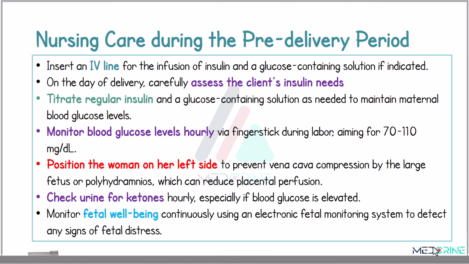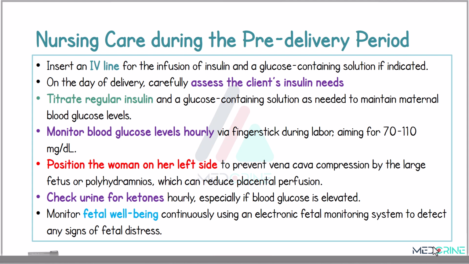The nursing care that we provide during the pre-delivery period includes an insertion of an intravenous line for infusion of insulin and glucose-containing solution if indicated. On the day of delivery, we assess carefully the client's insulin needs and titrate the regular insulin and glucose-containing solutions based on the needs of the client to maintain good maternal blood glucose levels. We need to monitor the blood glucose levels hourly, with fingerstick testing during labor, with an aim of achieving between 70 to 110 milligrams per deciliter.